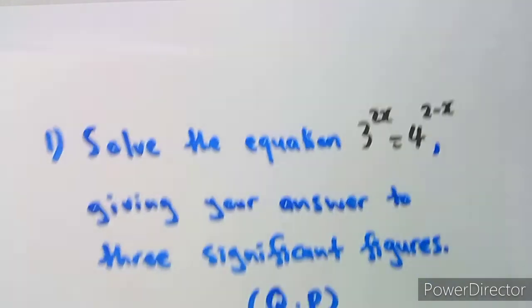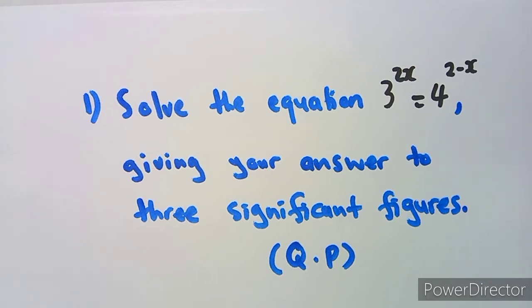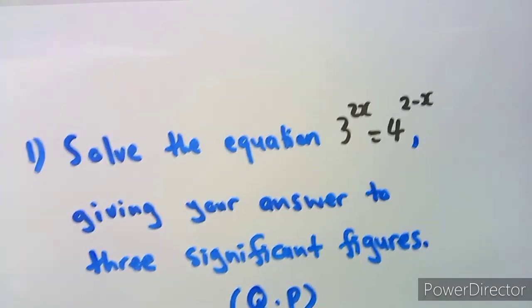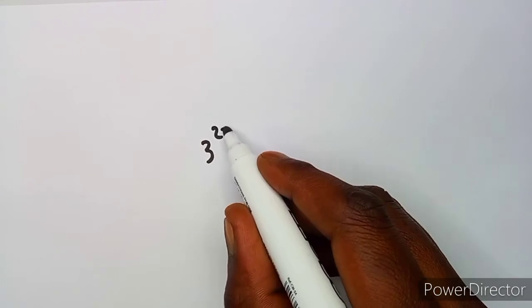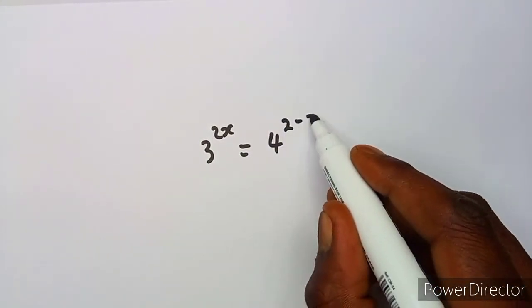But now, on the level that we are at, you will be given a condition like this one, where I want to explain from it, then I will be able to add more as we move on. We are asked to solve the equation, giving your answer to 3 significant figures. This is from one of the question papers. We are asked to solve 3 to the exponent of 2x, which is equivalent to 4 to the exponent of 2 minus x.